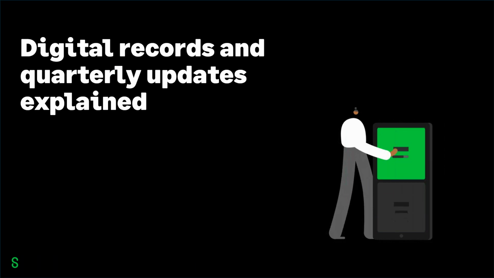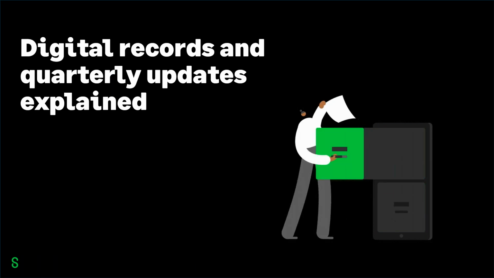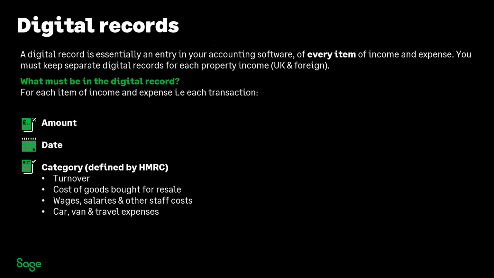Let's delve more into the digital records and the quarterly updates. So when it comes to processing in the software, you must enter all your income and expenses. If you are a sole trader and a landlord, you must keep your property digital records separate from your business digital records.